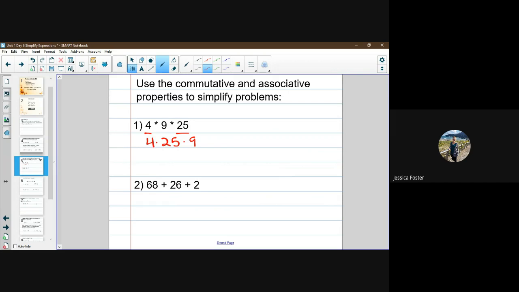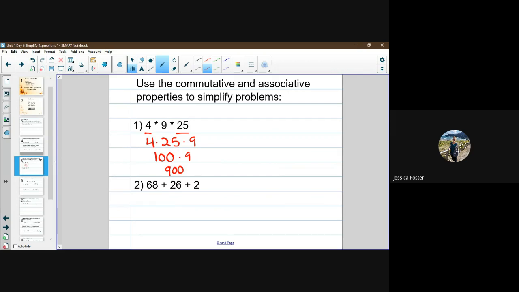It's in groups of 100 now. So we have $1, or 100 cents. 4 times 25 is 100. Times 9, well, I can now do this in my head. A problem that I would have had to write out as 36 times 25 is now done pretty simply.